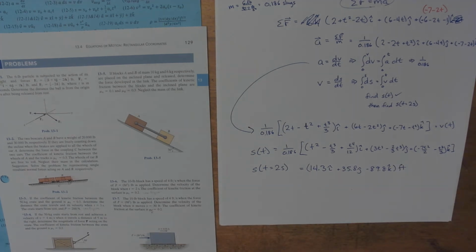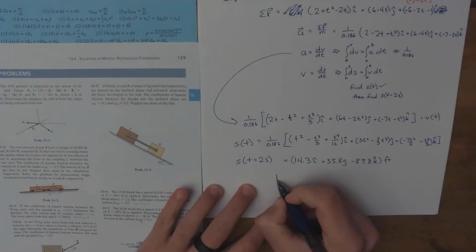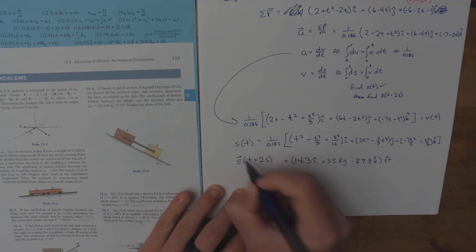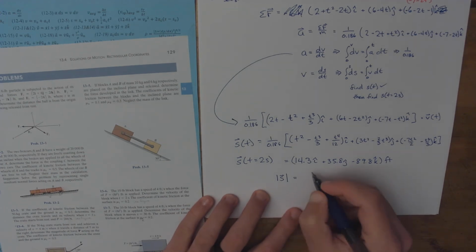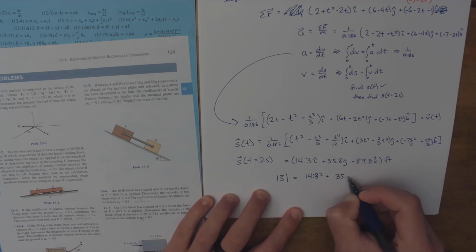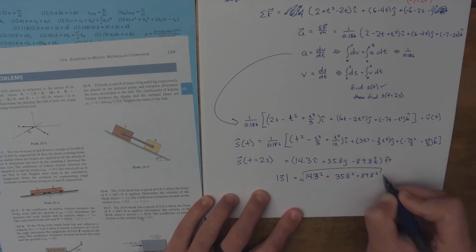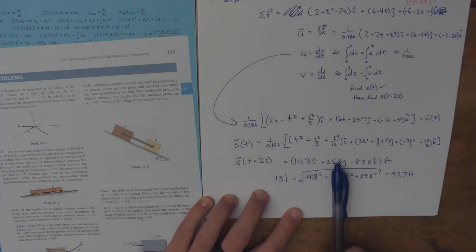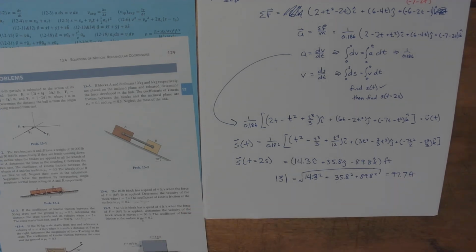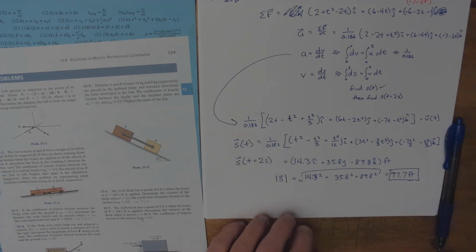Okay, but they said to find the distance from the origin, so that would be the absolute value of this vector. The magnitude of the vector would be the square root of 14.3 squared plus 35.8 squared plus 89.8 squared. That gives us 97.7 feet. So you can just fill in the missing piece here by plugging in 2 seconds for t and simplifying. And that is problem 1 from chapter 13.